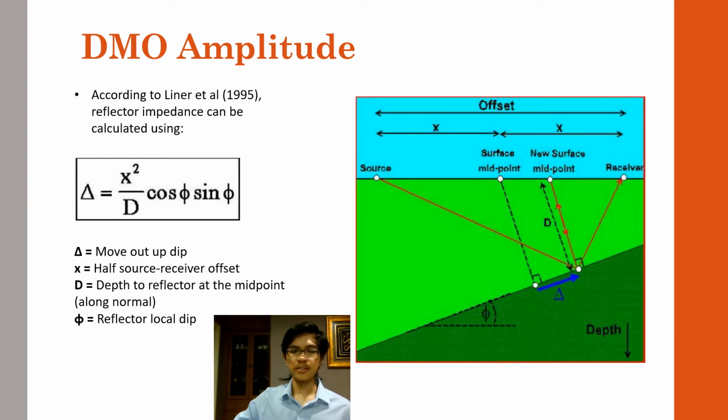The formula is move out Δt_DMO equals x squared over d cos φ sin φ. x is the half source-receiver offset, d is the depth to the reflector at midpoint, and φ is the reflector local dip. The formula by Levin can be visualized by the diagram shown in this slide.